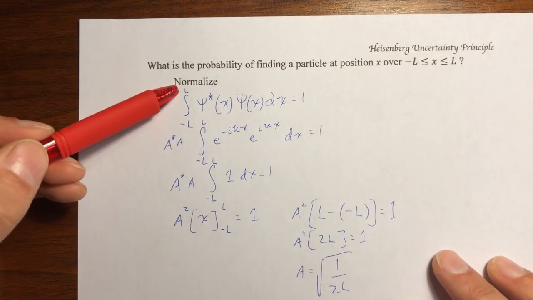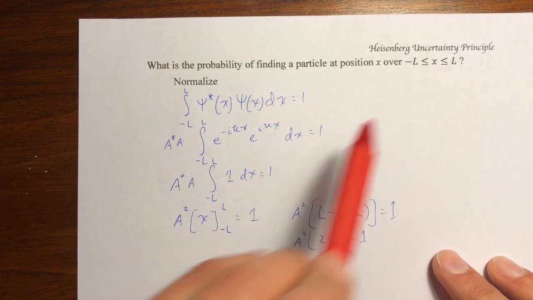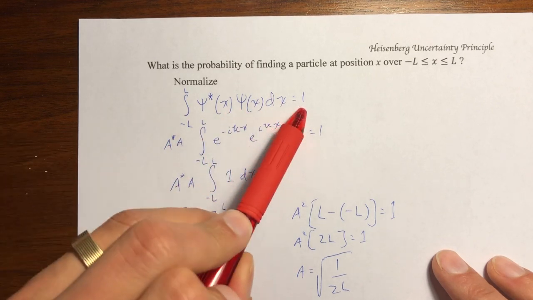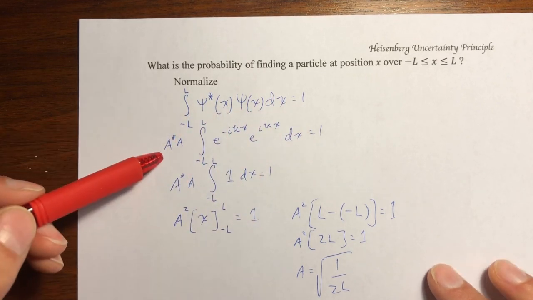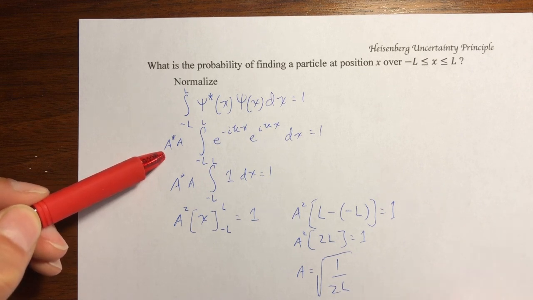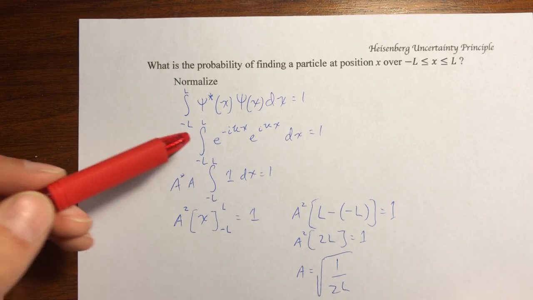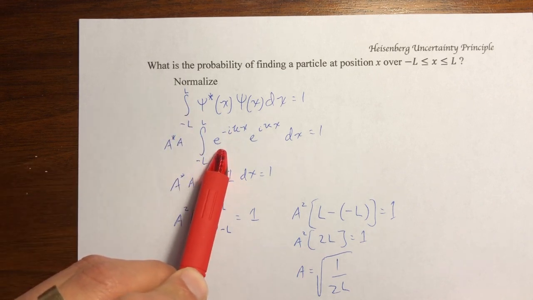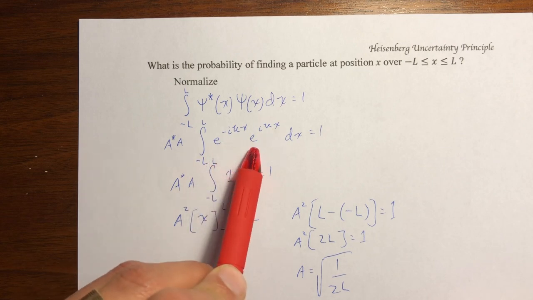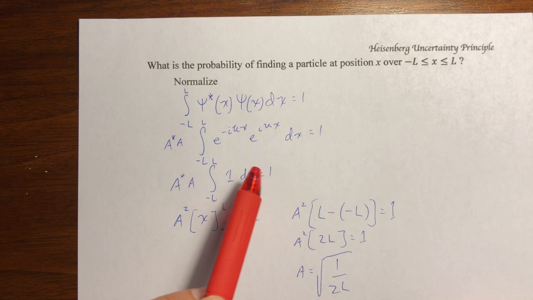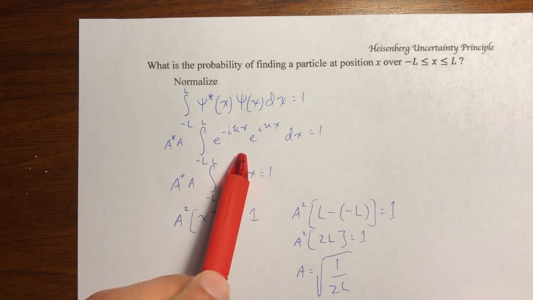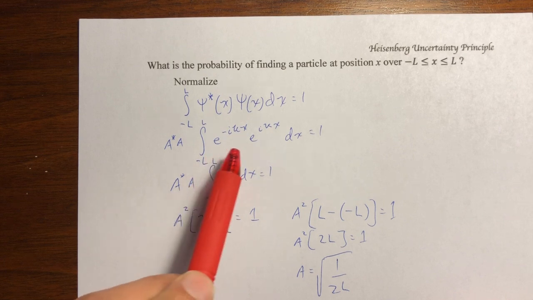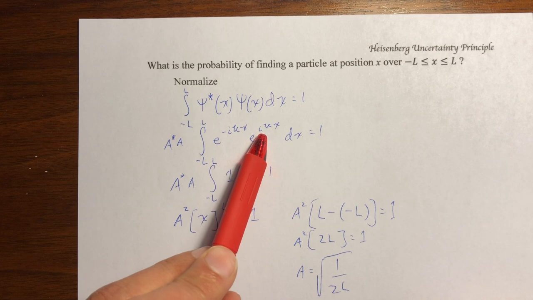From negative L to positive L, our given range, the integral of the complex conjugate of the wave function times the wave function dx must be equal to 1. So we can bring our constants out, a star times a, times the integral from negative L to positive L of the complex conjugate of the wave function, e raised to the negative ikx, times the wave function itself, e raised to the ikx. The integral of that product must be equal to 1. That product itself happens to be equal to 1, since the exponents sum to 0.